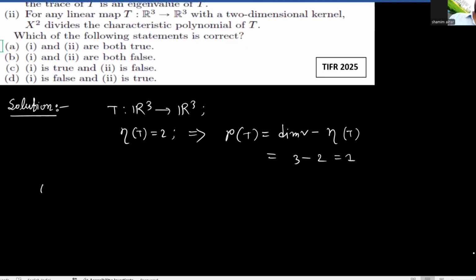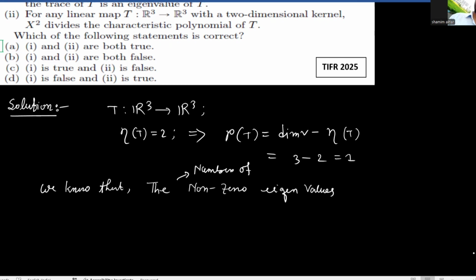And we know that the number of non-zero eigenvalues of T is less than or equal to the rank of T. Okay, so here the rank is 1, so the number of non-zero eigenvalues is less than or equal to 1.